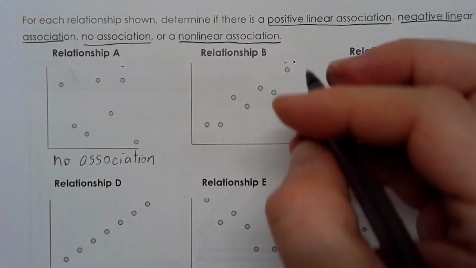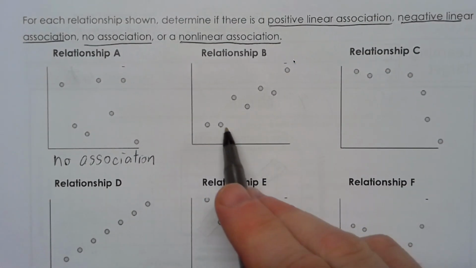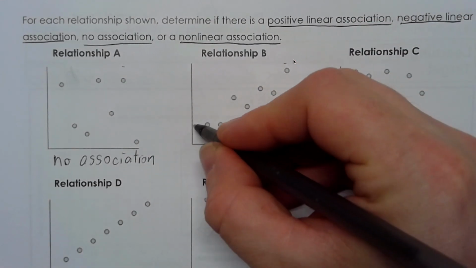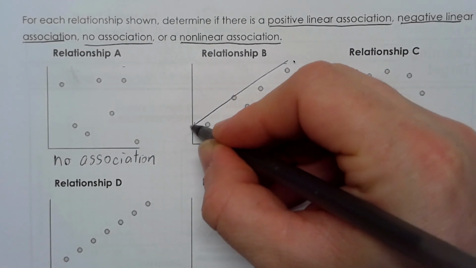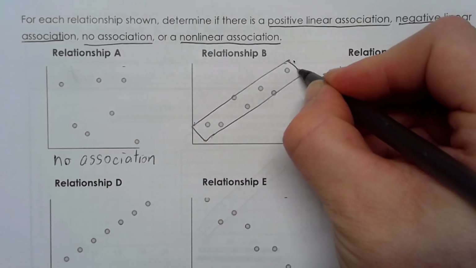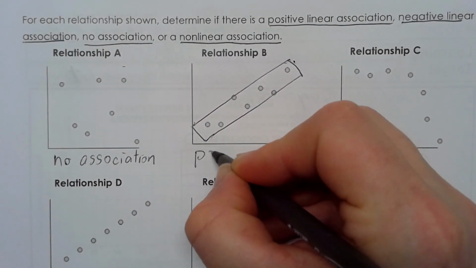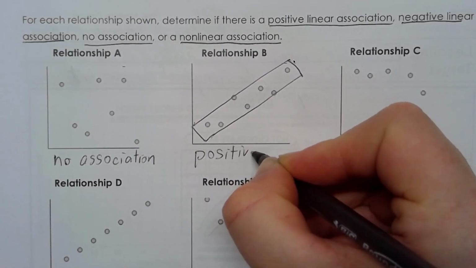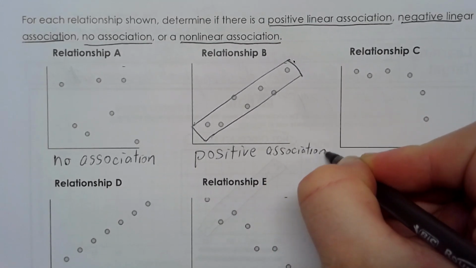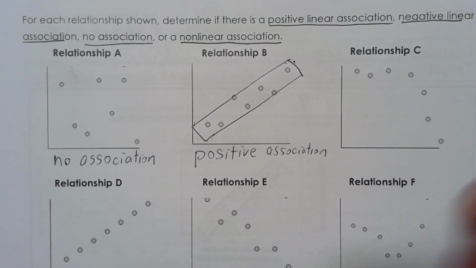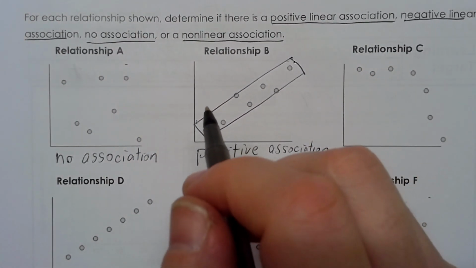Relationship B, the points as I slide to the right tend to be going up. And I can definitely draw a little rectangle around these points that resembles a straight line going uphill. So this is a positive association. If you can trap those points inside of a rectangle and it looks like that rectangle is going uphill, it's a positive association. Okay.